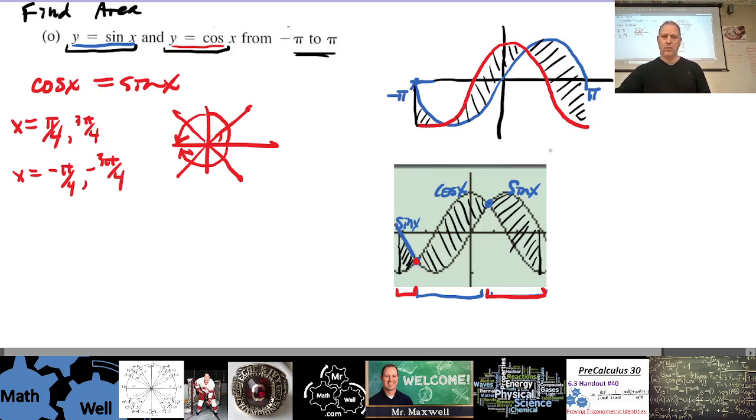Okay, so now from negative pi to pi, we have pi over 4 looks to be this one right here, right? That's going to be pi over 4. This appears to be right here. This appears to be negative 3 pi over 4.